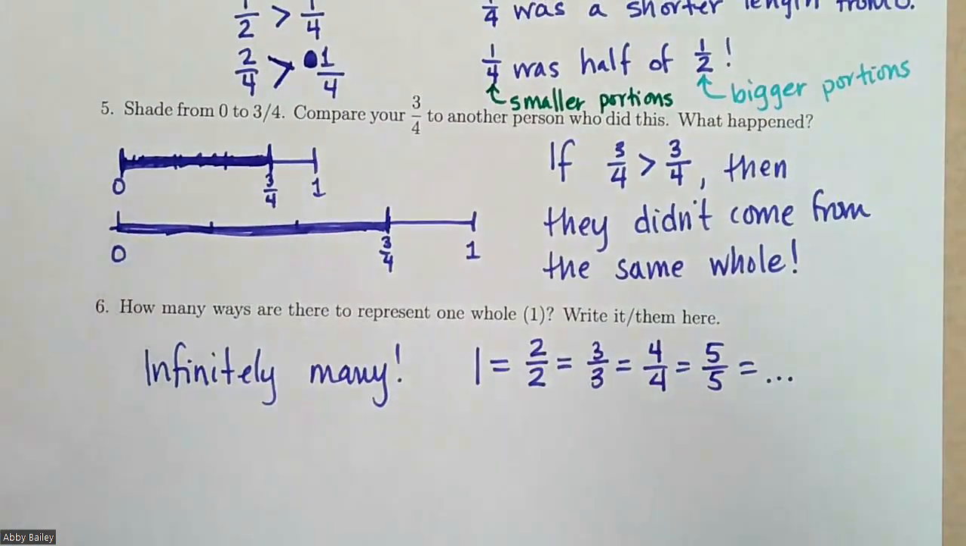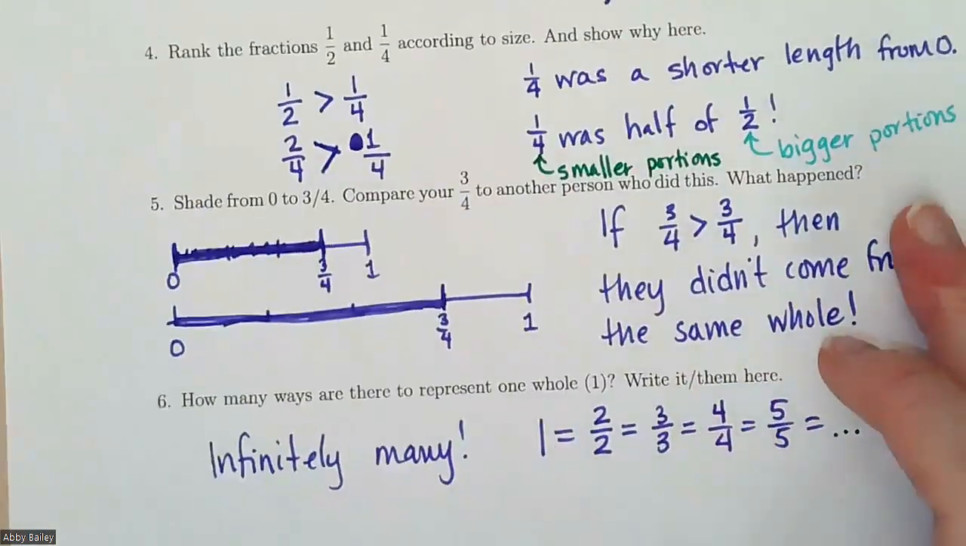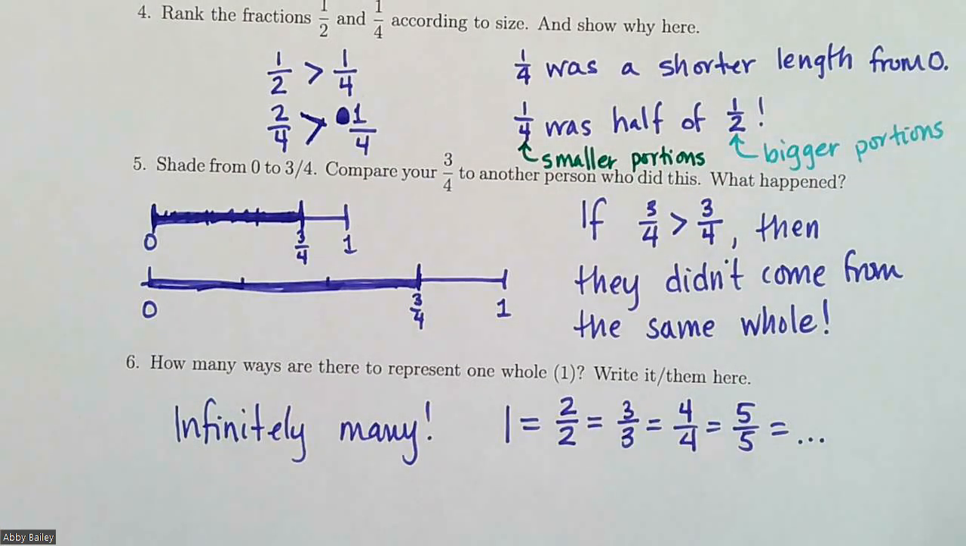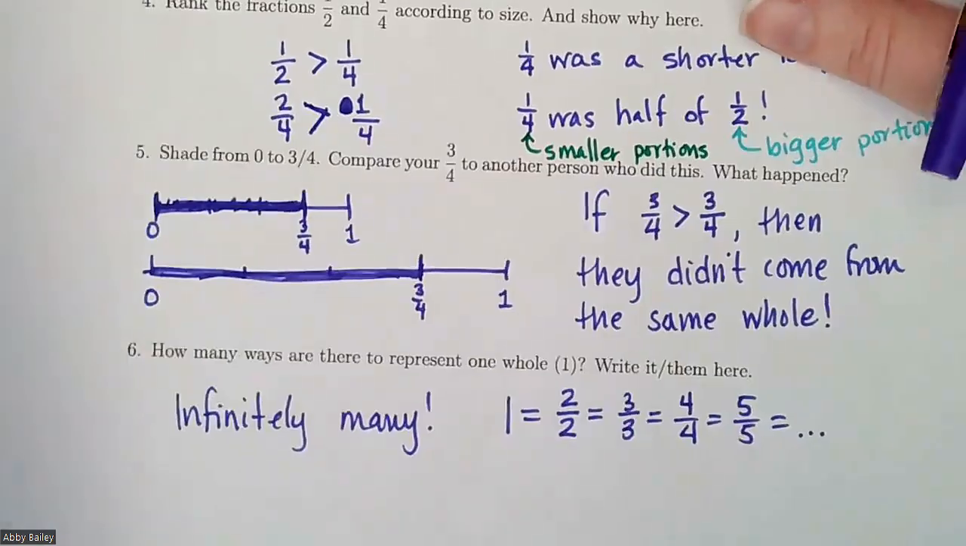Yeah. So there are infinitely many ways to write down one whole, but you have to start with one whole and stick with that whole in order to know what you're talking about. Otherwise, we can't do real comparisons or real equivalencies.